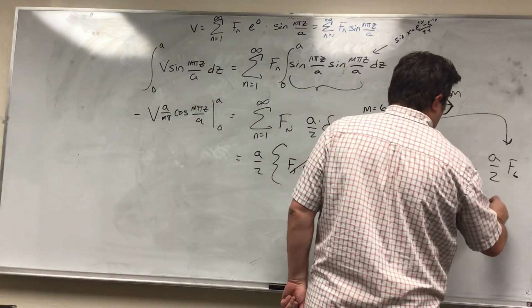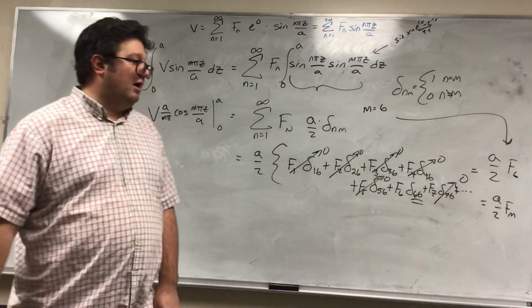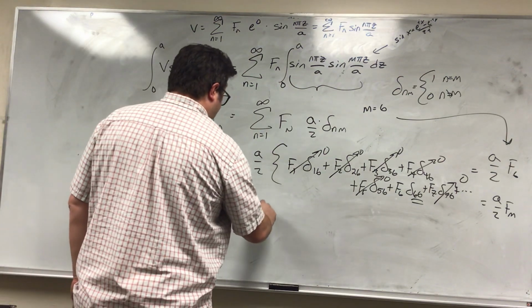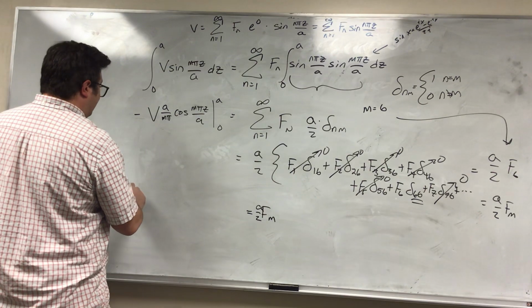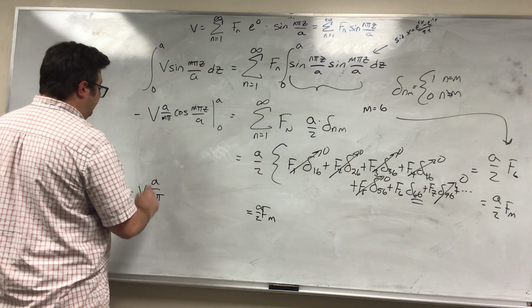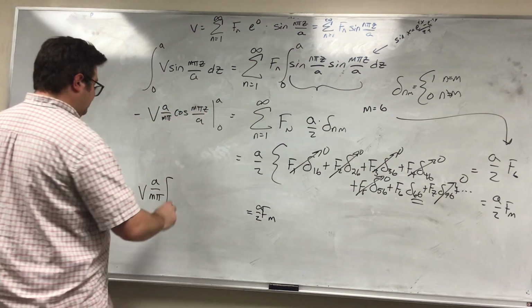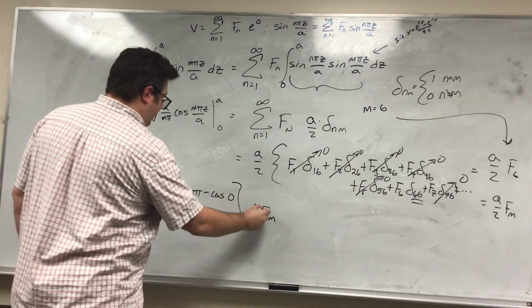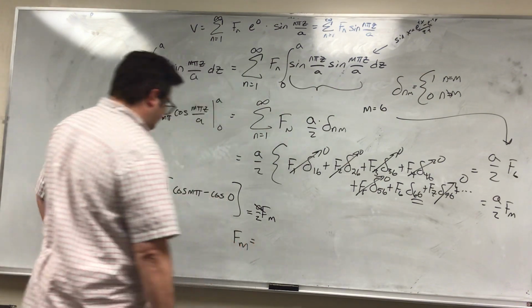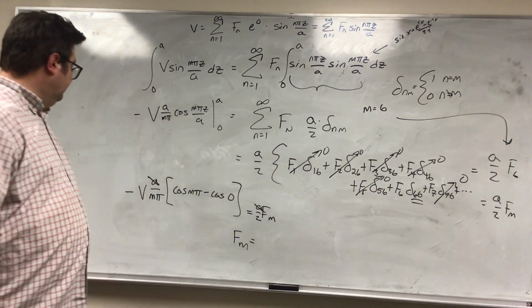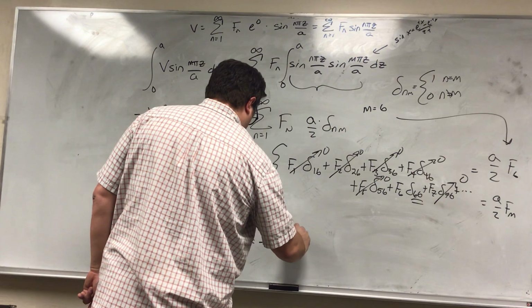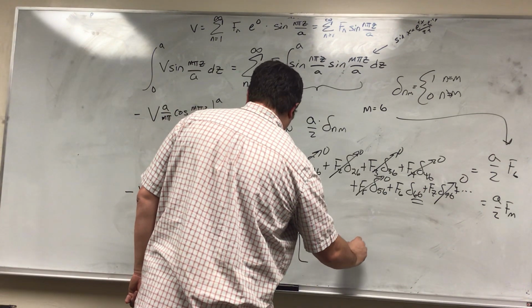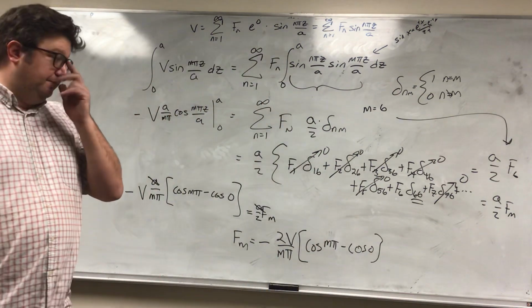In practice, we're going to say that we're really looking at the mth term, right? So then if you look here, you have Fm times a over 2, equal to minus v times a over m pi, and here you're going to have the cosine of a, which is going to be the cosine of m pi, minus the cosine of 0. The a's cancel. You get Fm equals minus 2v over m pi, now times the cosine of m pi minus the cosine of 0.